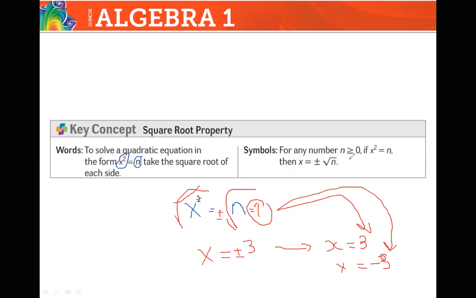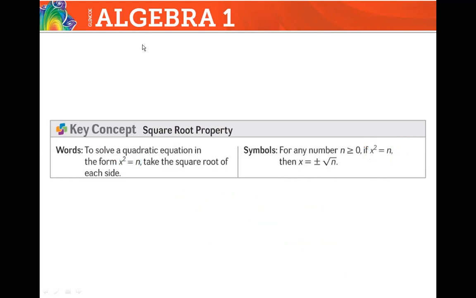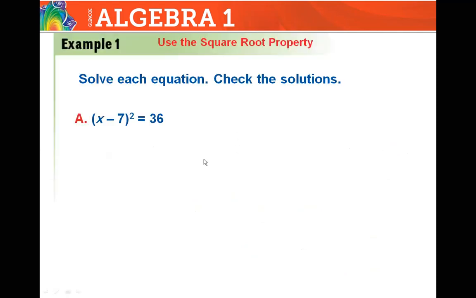This is the symbol form: for any number n greater than 0, if x squared equals n, then x equals positive or negative square root of n. It means we put the square root on the left-hand side and the square root on the right-hand side, and don't forget to write positive or negative. Okay, let's start an example. I need to solve this example: solve each equation, check the solutions.